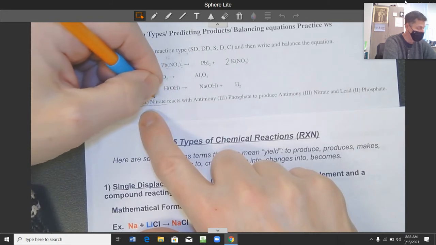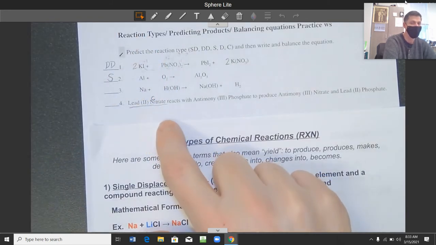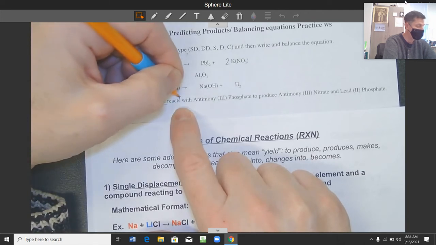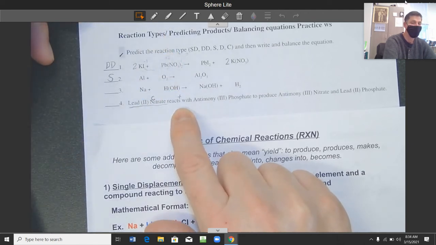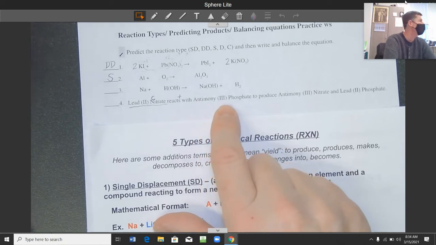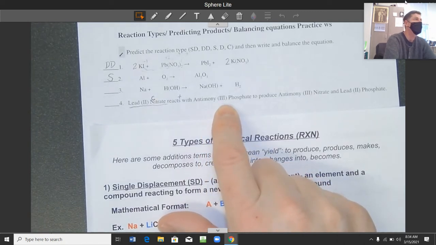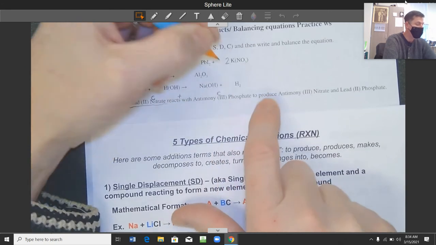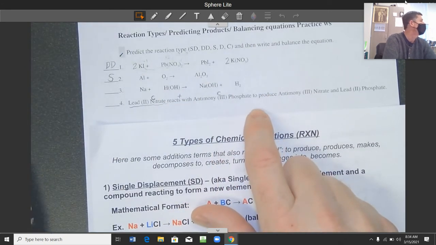So I'm just going to do this real quick. I'm going to put a C over that. Reacts with, that's our plus, isn't it? Antimony(III) phosphate, isn't it? Can we say that's a compound? Okay. To produce, what does that indicate? How would I show to produce? Arrow. That's our arrow.